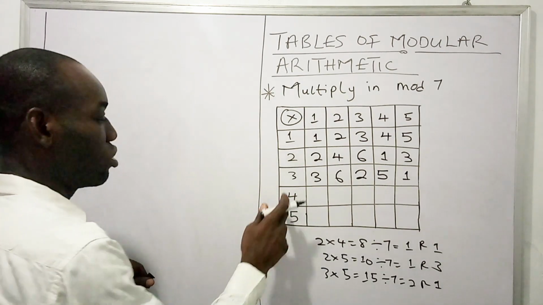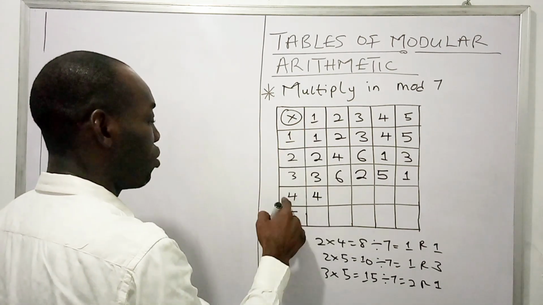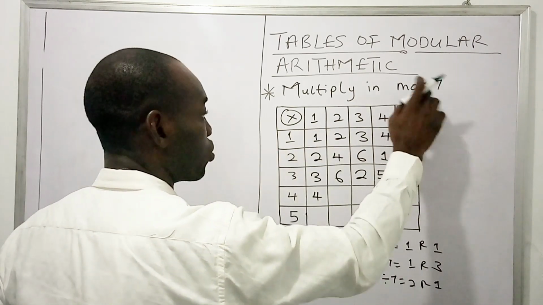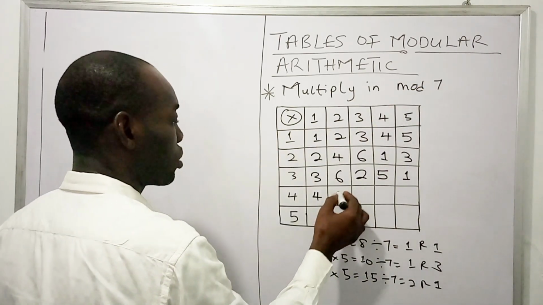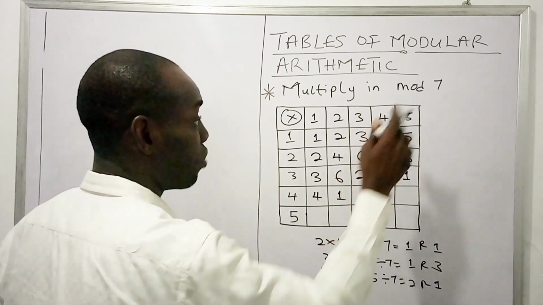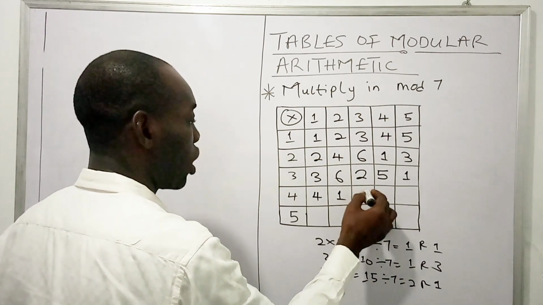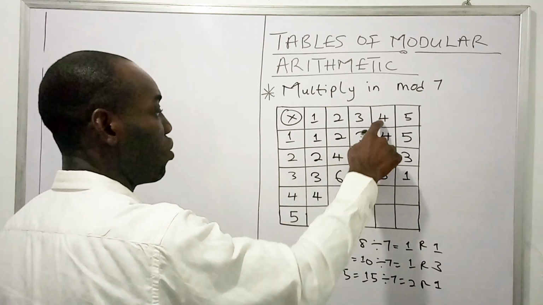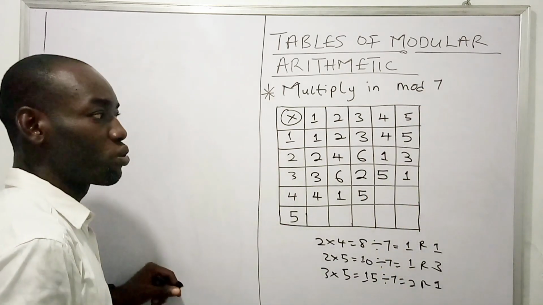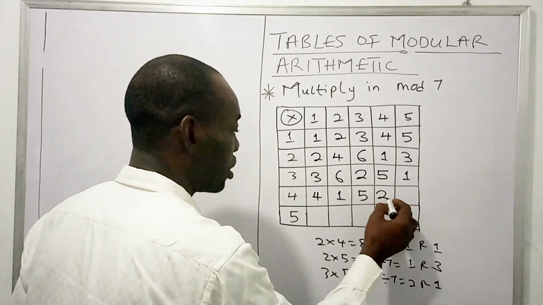Then we get to the next row. 4 times 1, that's 4. 4 times 2, that's 8. The 8 is more than the modulus, so we divide the 8 by 7. That will give us 1 with a remainder of 1. 4 times 3, that's 12. Divide the 12 by 7. That will give us 1 with a remainder of 5. 4 times 4, that's 16. We divide the 16 by 7. That will give us 2 with a remainder of 2. The remainder is what we put down.